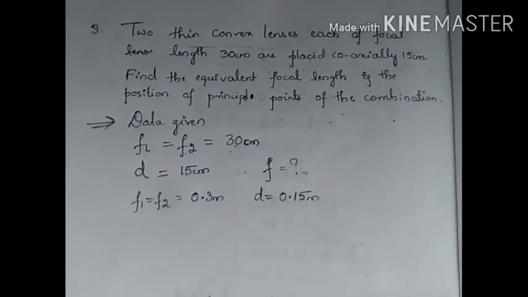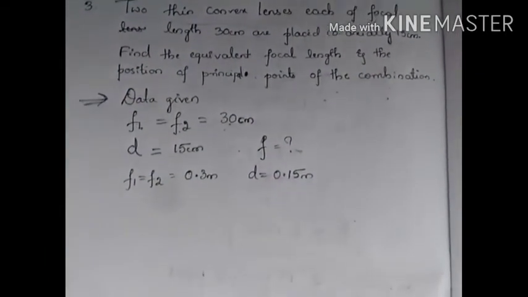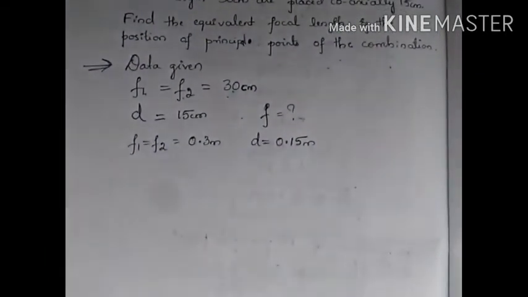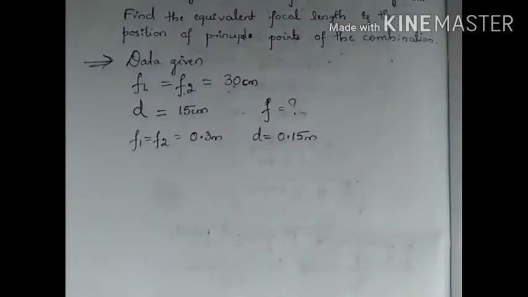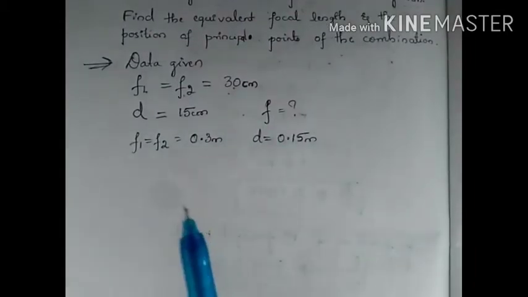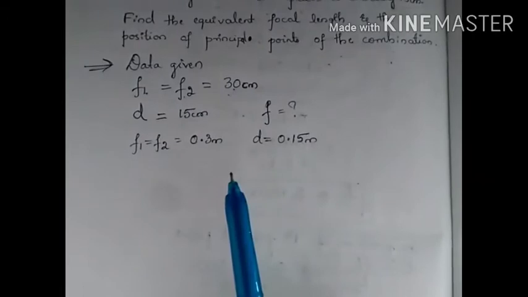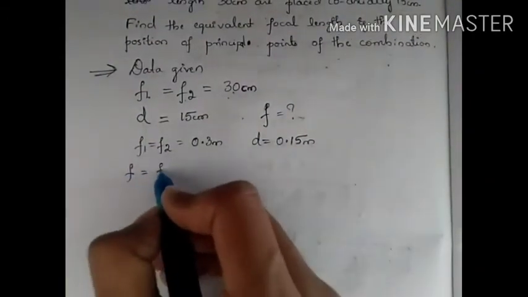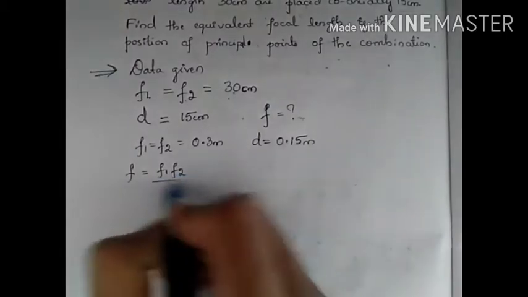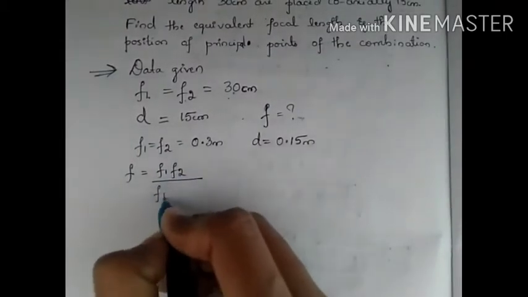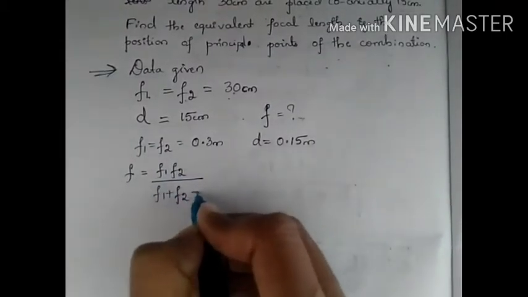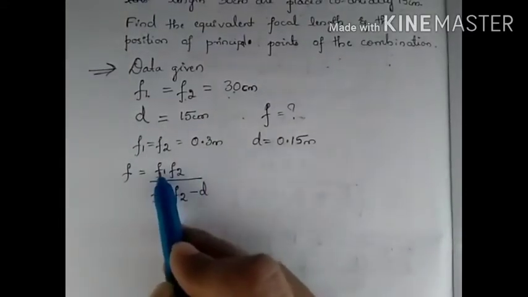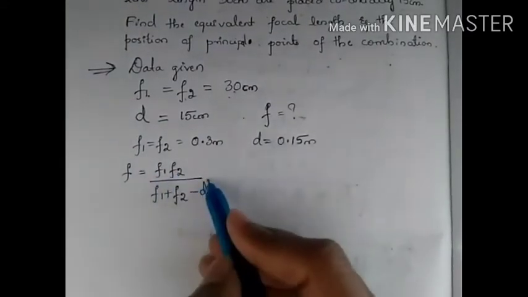So what we have done, we have converted centimeter to meter. Now let us apply the formula. So the equivalent focal length of two lenses which are separated by distance d can be written as F is equal to F1 F2 divided by F1 plus F2 minus D. So we know what F1 and F2 are, we know what D is.